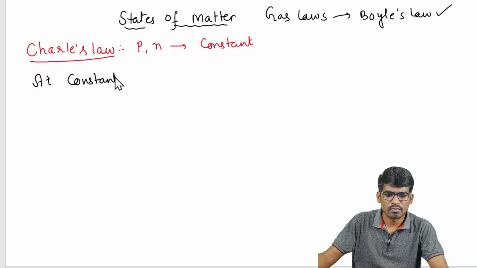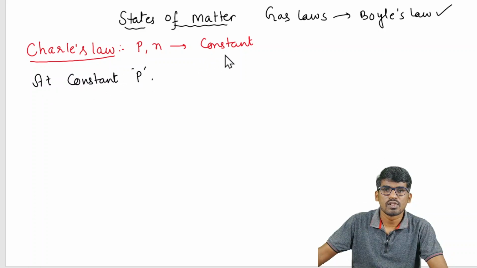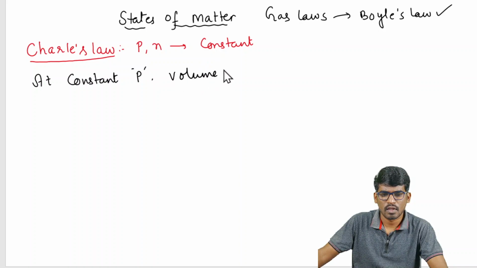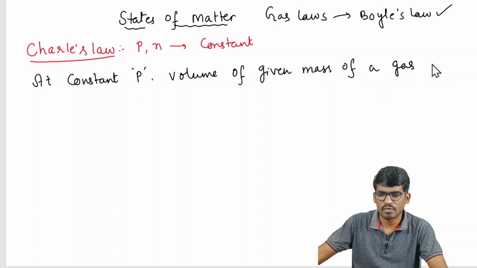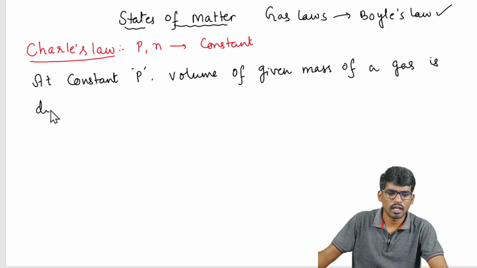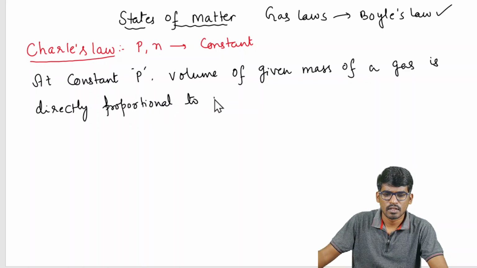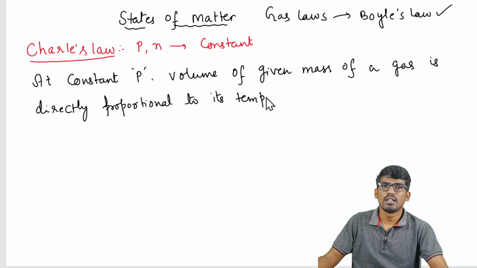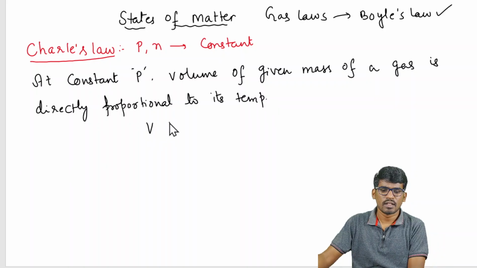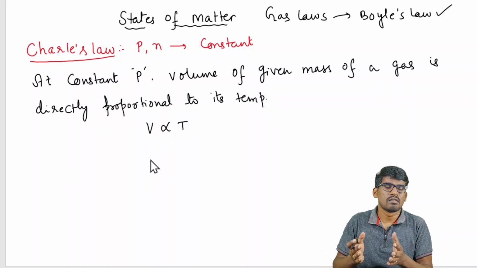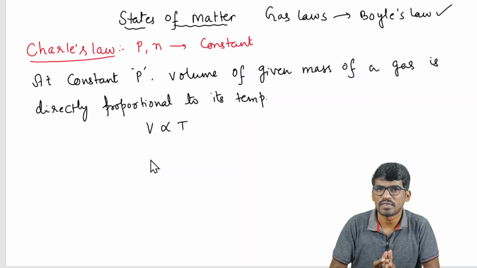At constant pressure, volume of given mass of a gas is directly proportional to its temperature. So volume and temperature both are directly proportional. V is proportional to T. What does it mean? As temperature increases, volume also increases.